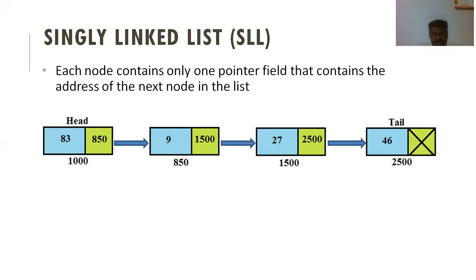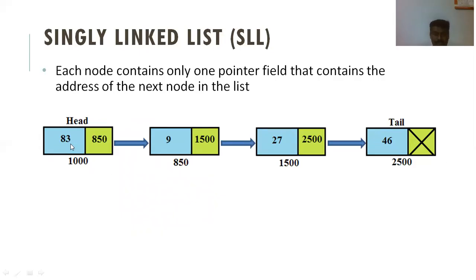Take a simple example. Here you have node 1, node 2, node 3, and node 4. You have 4 nodes. Each node has 2 positions: one is the actual data position, 83, and the other is the address of the next node. Then here is the actual data position and the address of the next node. Then here you have the third data, 27, with the address of the next node. Then 46 is the actual data, and the address of the next node is null, so it's called a null address.